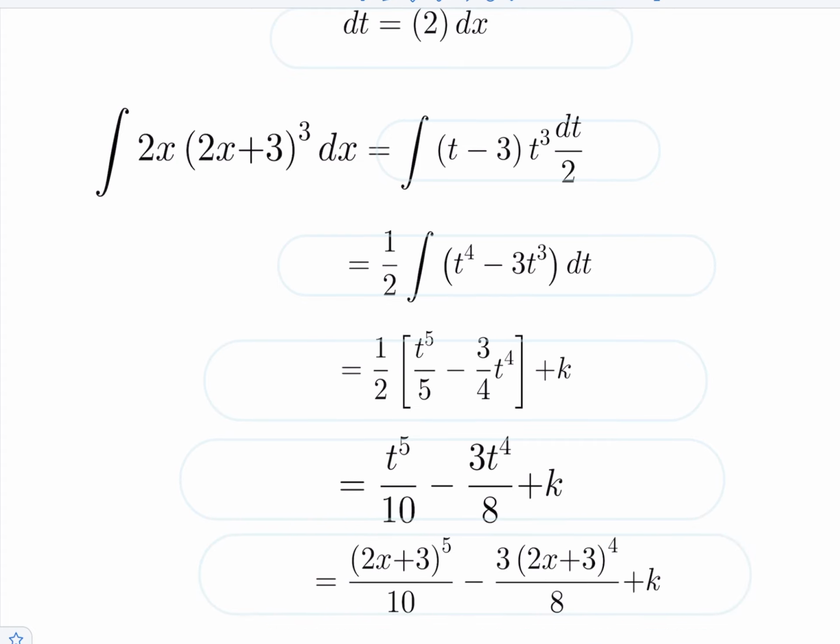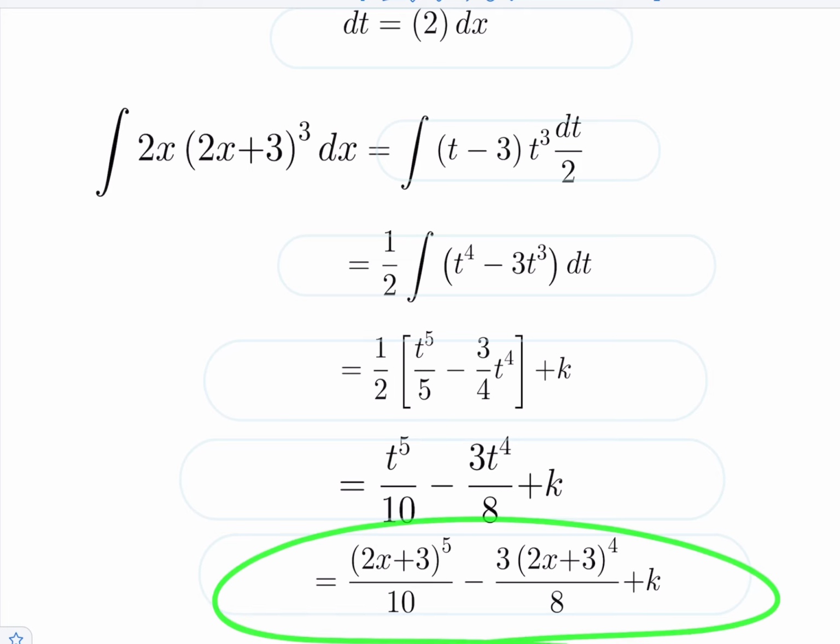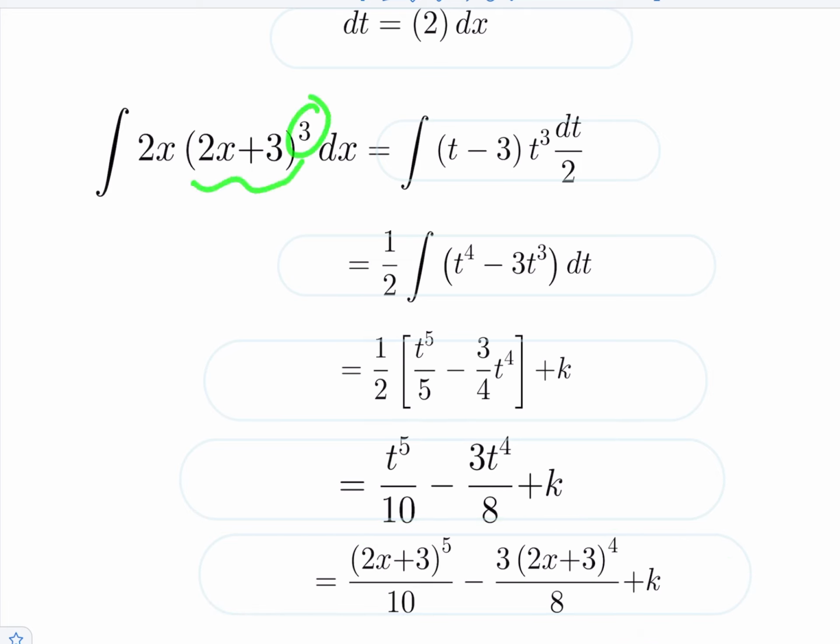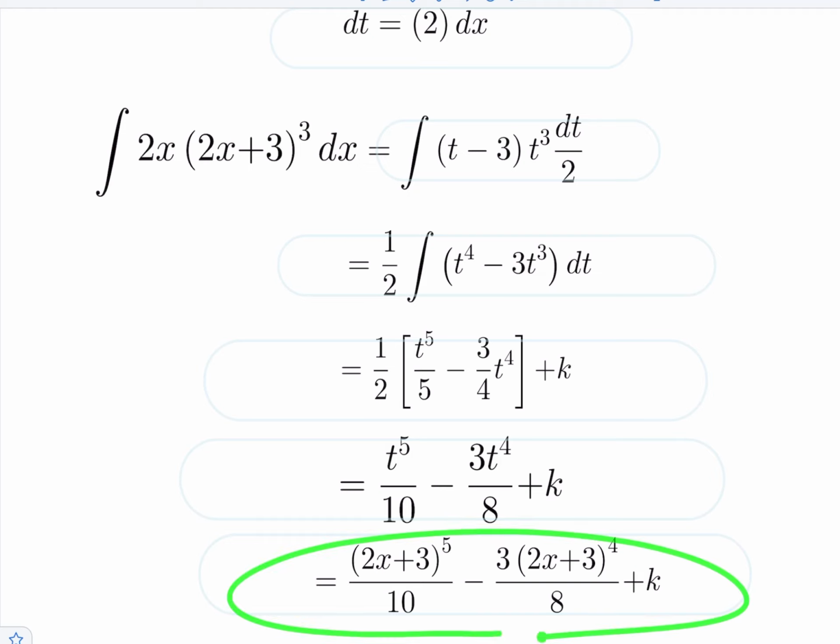And again, we want our answer to be with respect to x, so I'm going to get rid of that t and put in a 2x + 3, and we have the following answer. So the integral of 2x times (2x + 3) to the power of 3 with respect to x is as follows.